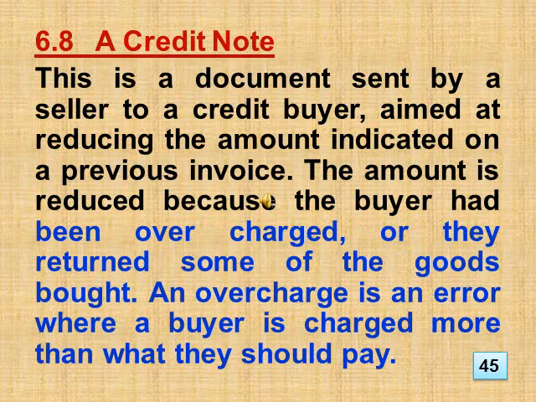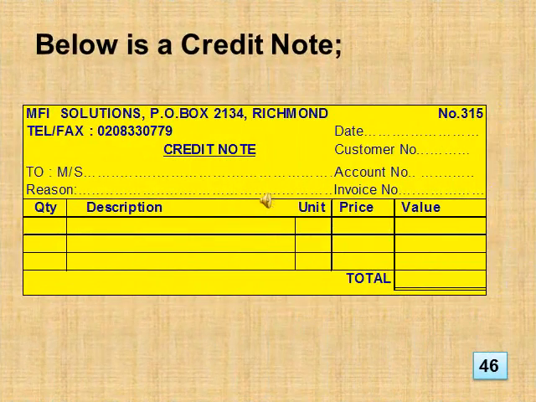Section 6.8. A credit note. This is a document sent by a seller to a credit buyer, aimed at reducing the amount indicated on a previous invoice. The amount is reduced because the buyer had been overcharged, or they returned some of the goods bought. An overcharge is an error, where a buyer is charged more than what they should pay. Below is a credit note.